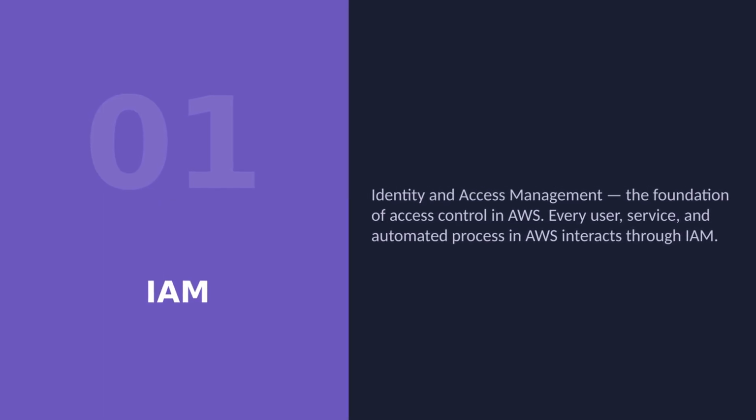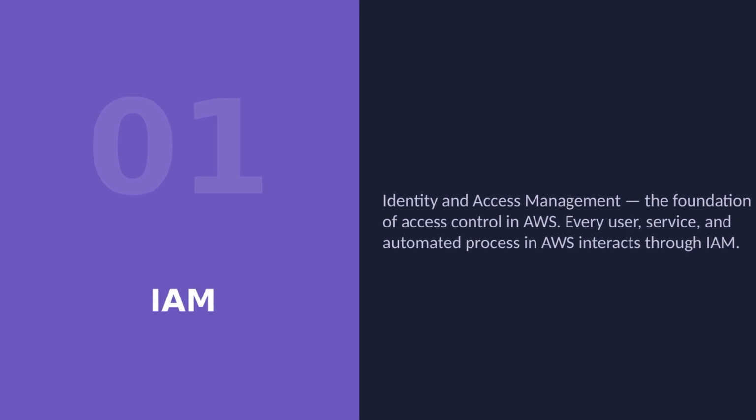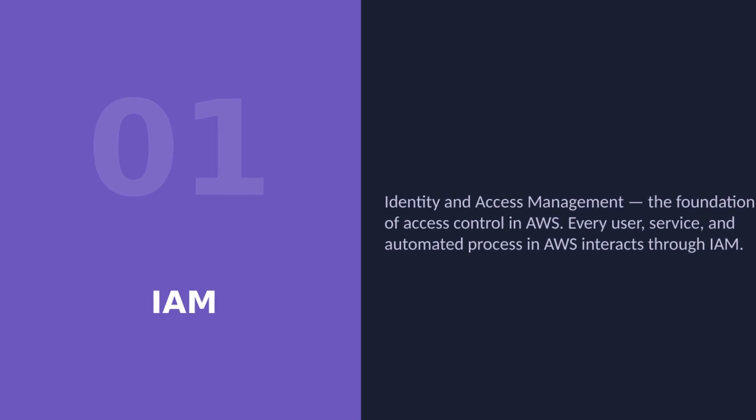Section 1. Identity and Access Management. IAM is the foundation of access control in AWS. Every user, every service, and every automated process interacts with AWS through IAM. If you understand IAM, you understand the front door.